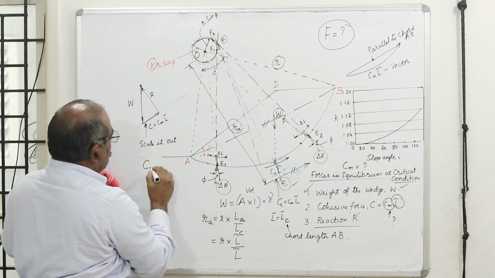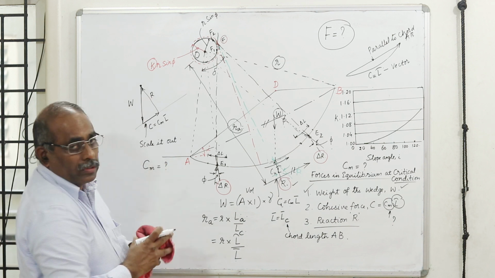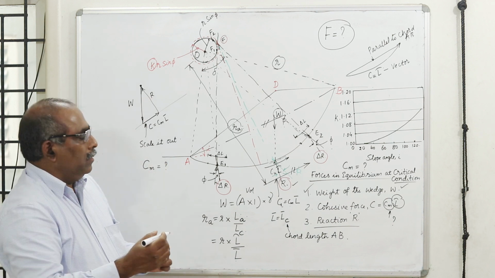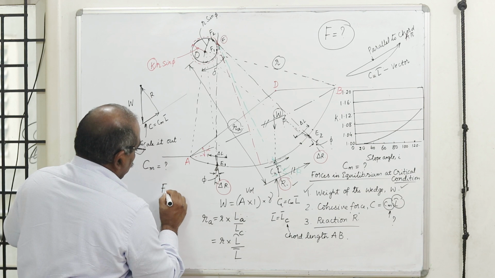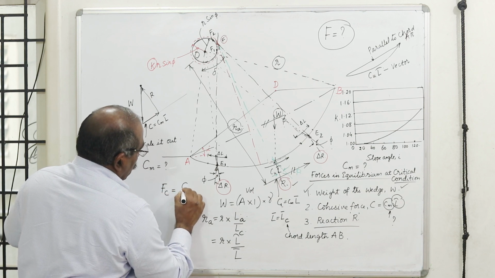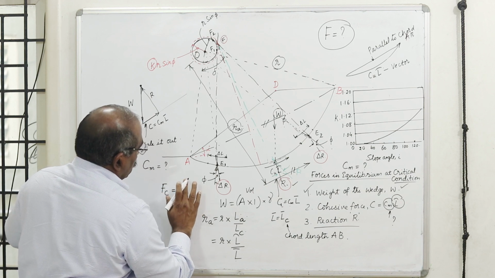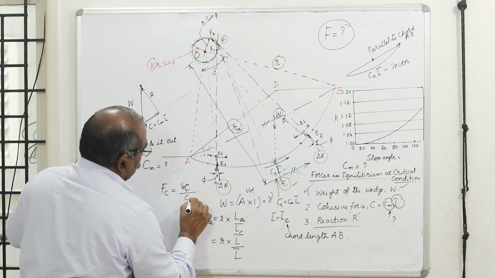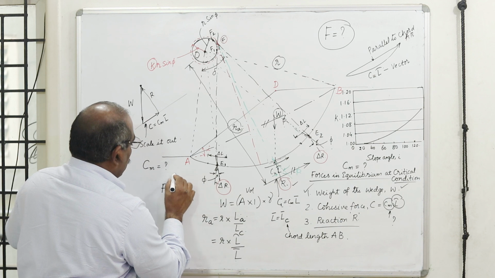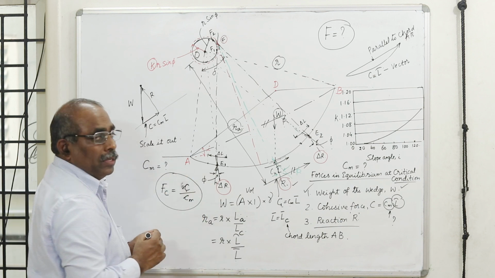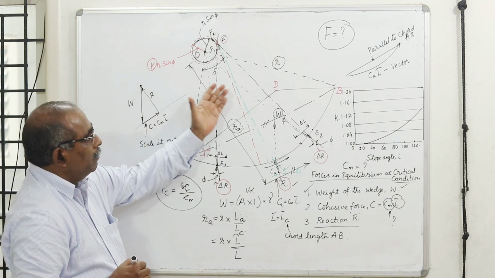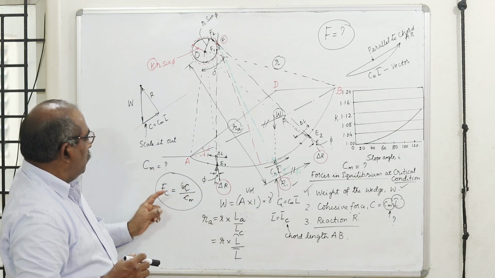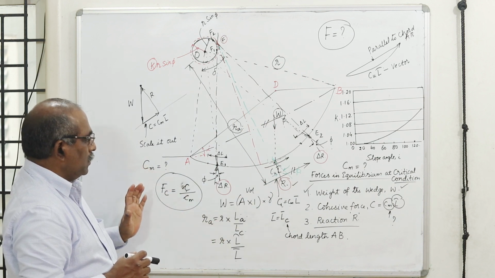I can find out what is Cm from this. Once I get my Cm, I can find out my factor of safety with respect to cohesion, because I know my unit cohesion, small c, divided by Cm. Therefore, I get my factor of safety with respect to cohesion. This is all my procedure in finding out my mobilized cohesion.